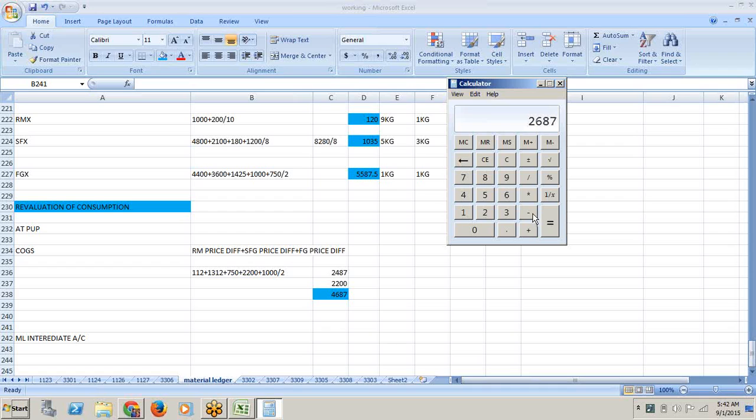2687 plus 2200. This should come as 5587, but it is showing as 4887. What's the difference? 5587. 700 difference.